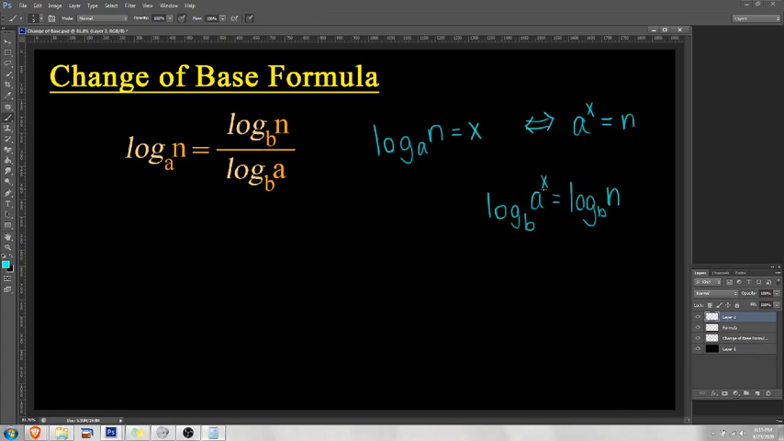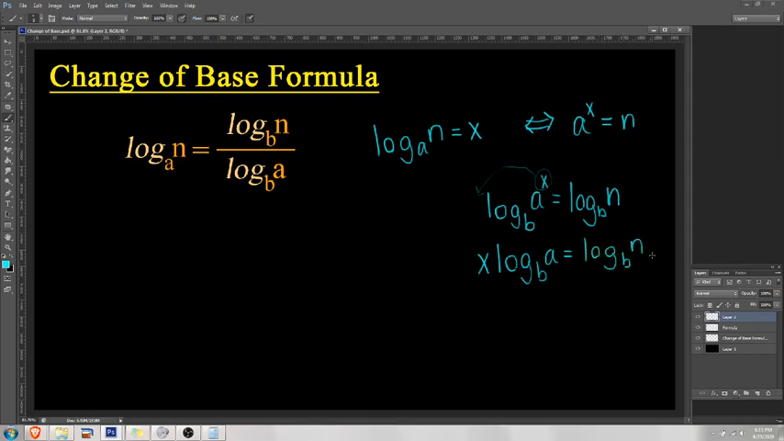The second step is to realize that I can use my power property of logarithms. This exponent here, I can pull it out in front, and that is exactly what I'm going to do. So this left side of the equation is going to get changed to x times log base b of a, and I have not changed the right side. I'm just leaving it the way it is.